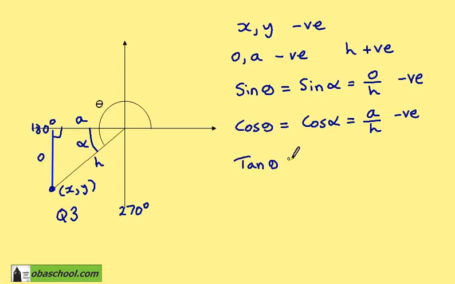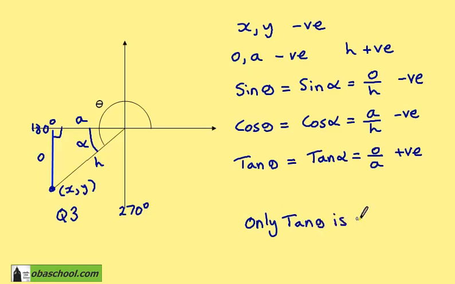Similar definition for tan theta. This is equal to the opposite over the adjacent, and since both of these are negative, the result will be positive. So in this quadrant, only the tangent is positive. The sine and the cosine are both negative, and once again this result should be remembered and considered when looking at the graphs of the trigonometric ratios.